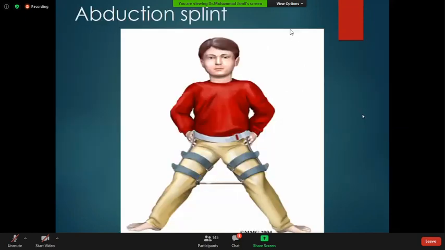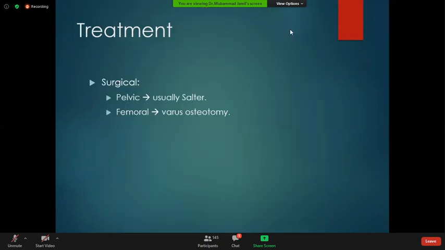This is the abduction splint. Why the abduction splint? Because we appreciate in the X-ray the head was laterally placed. So when we do the abduction, the head comes into the acetabulum. So the head is contained. The important thing is containment of the head.